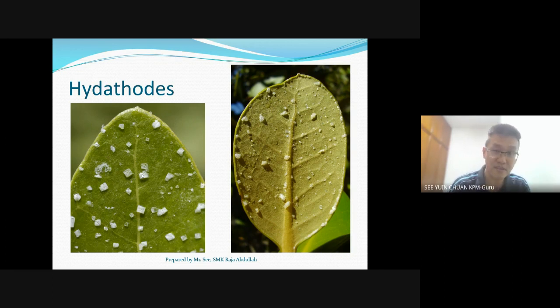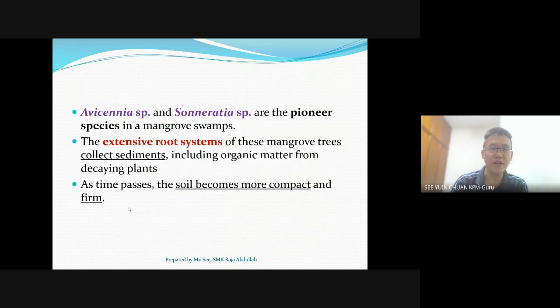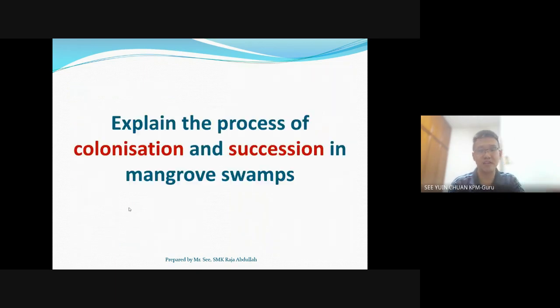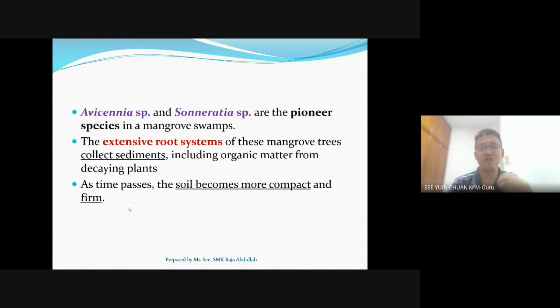Understand or not? Okay. So can you imagine how much salt the trees contain inside? If they don't leak it out, they will not survive. Okay. So I'm not going to talk about this word again, colonization association, yet, but in the future you will explain it back to me.